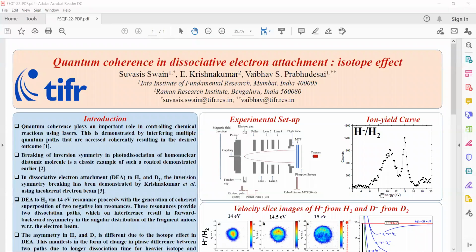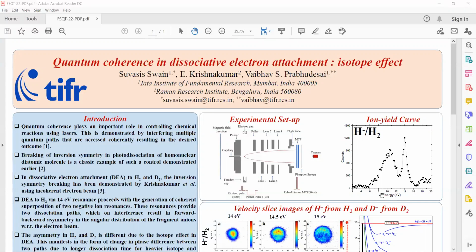The resonant attachment of an electron to form a temporary negative ion and its subsequent decay through dissociation into a negative ion and one or more neutral fragments is known as dissociative electron attachment, in short DEA. The quantum coherence induced by attachment of a single electron from an incoherent electron beam has been demonstrated experimentally, which potentially opens up a new avenue of chemical control using low energy electrons.